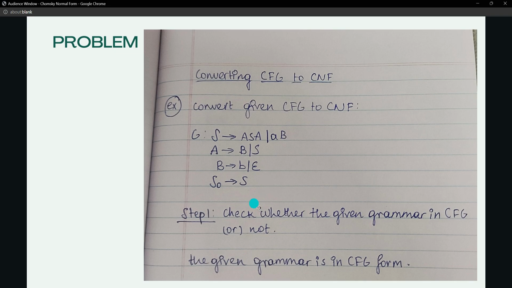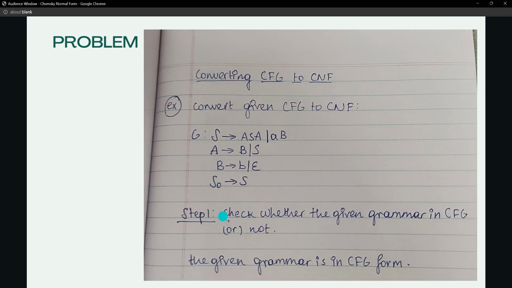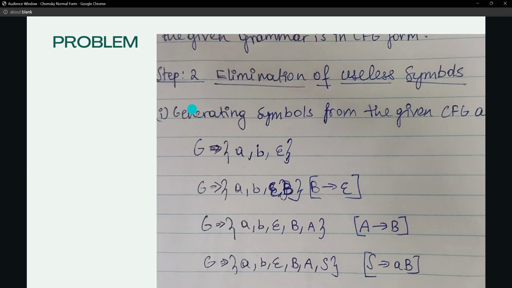So let's go to step 2. First of all, we have to eliminate any useless symbols that are in the given grammar. So we are going to find what the generating symbols and non-generating symbols are. The non-generating symbols are useless symbols which we are not going to use in the production rules, and we are not going to use in our CNF form.